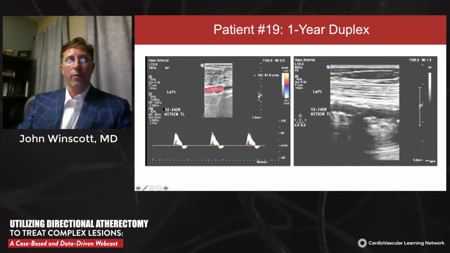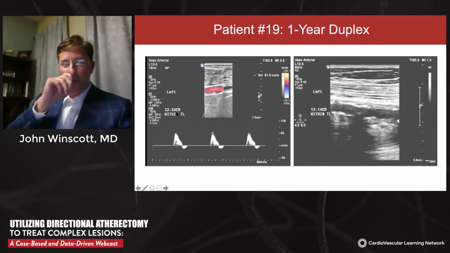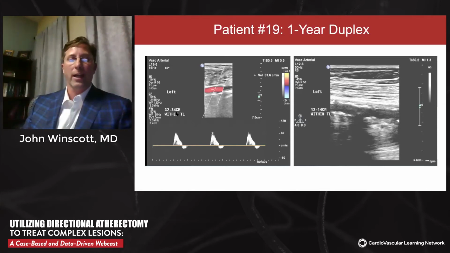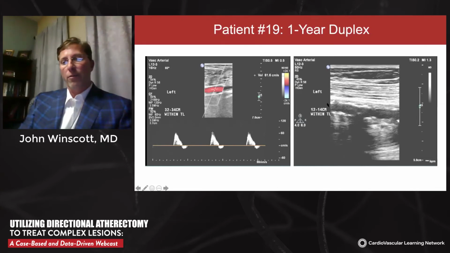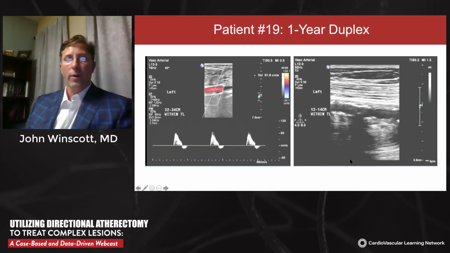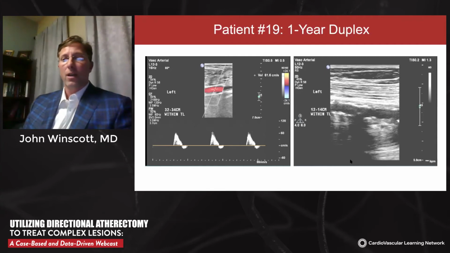You can see a biphasic waveform, which was measured 34 centimeters into the treatment lesion, which obviously was within that occluded segment of the popliteal artery. And I have a still frame image here on the right, just demonstrating how severely calcified the wall of this vessel is. And yet at 1 year, we have a widely patent vessel and a Rutherford category 0 patient who was previously very limited by his claudication.